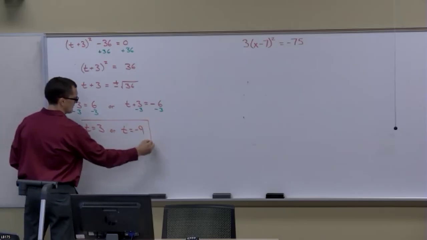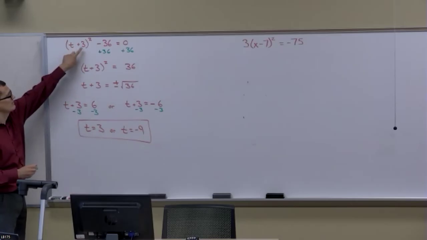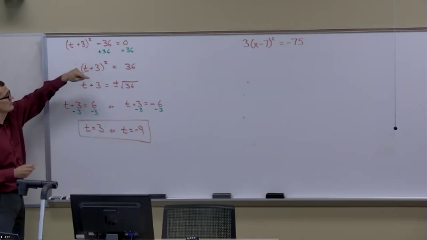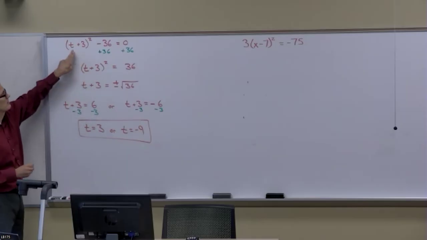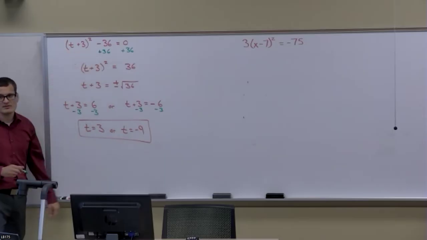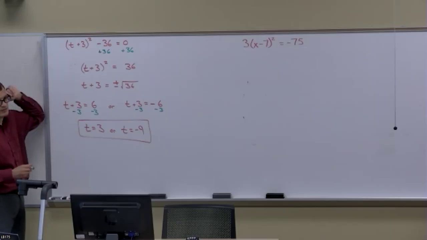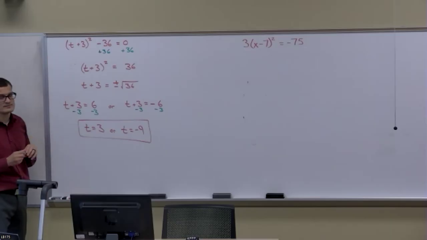That's it. That's the whole thing. Once again, I get two answers. One is going to be such that when I plug in 3 here, I get 3 plus 3 squared, excuse me, so 6 squared minus 36 is equal to 0. That's true. If I plugged in -9, -9 plus 3 is -6. Square that, you get 36. Minus 36, you get 0. So that's true as well. So you can check your answers if you want by plugging them into the original equation. Is that all right?